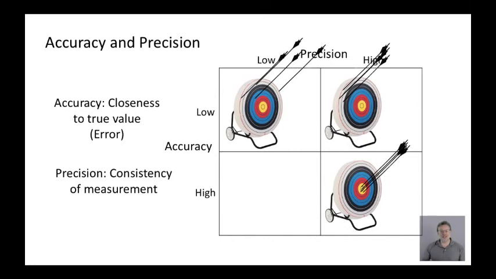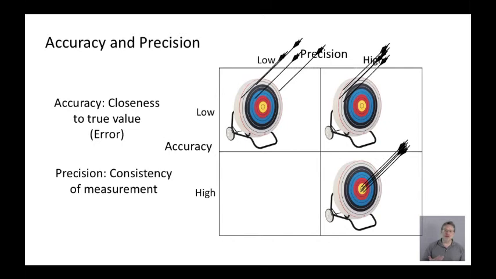So accuracy is essentially closeness to where it should be, closest to the center, and any departure from that we consider error. Precision has to do with the consistency of the measurement and how many decimal places the measurement might have. And so that can be analogous to how close those arrows consistently are together.